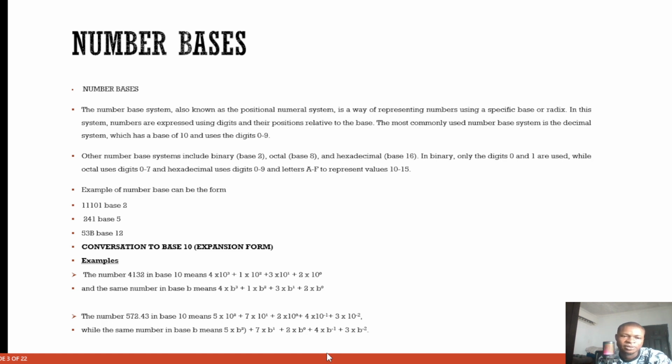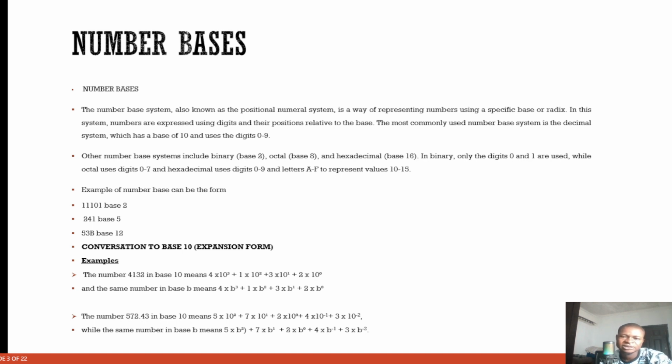And secondly, you see my third example, which is 53B base 12. You ask me, why do we use B? We use B for a specific reason. You know that in number base system, we cannot pronounce numerals together. Like when I have 10, I can't pronounce it as ten. But sometimes we can have 10 in forming a number base system.